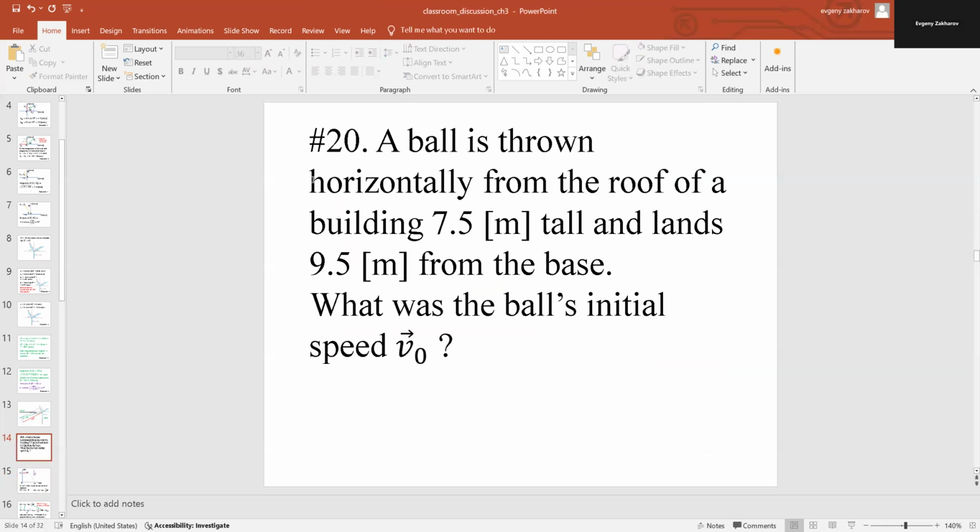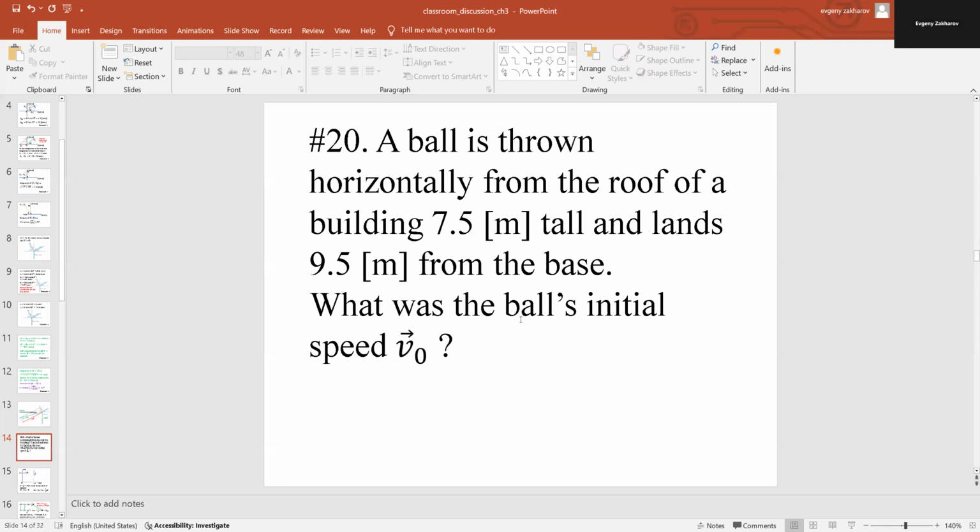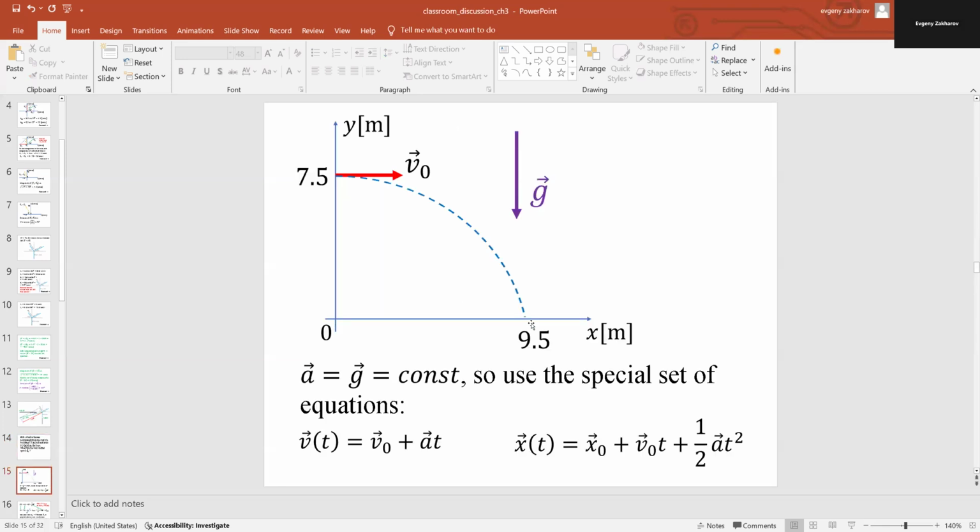This time it's horizontal, and it lands 9.5 meters away from the roof of a building. So you know your x position for the time that you hit the ground. Good news, at that same time, your y component is 0. Remember, when you hit the ground, your vertical position becomes 0.